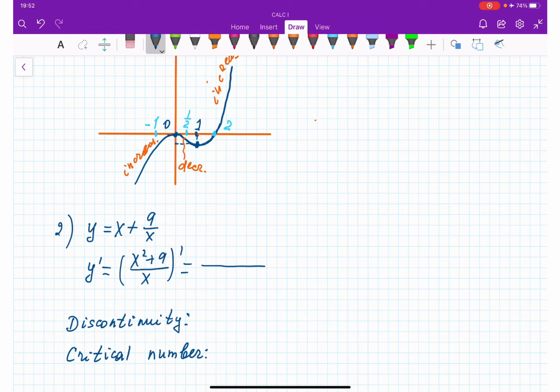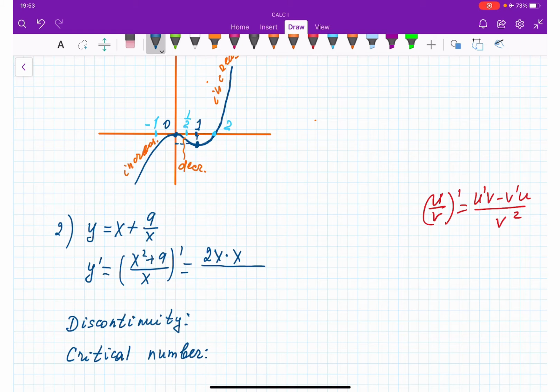Derivative. So remember, we are going to take the derivative with the quotient rule. If I have u over v, prime, it's equal to u prime v minus v prime u, divided by v squared. Okay, so first we are taking the derivative of x squared plus 9, right? It's going to be 2x from here. The derivative of 9 is 0. And times v. v is x, so times x.